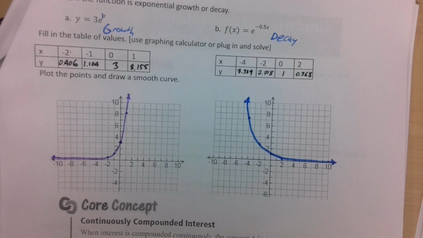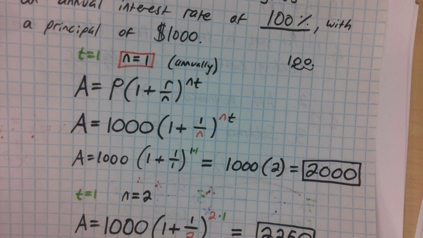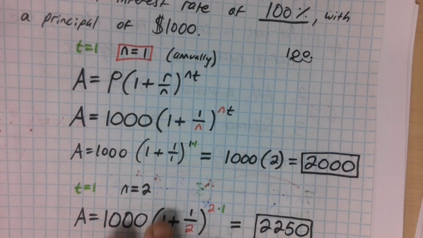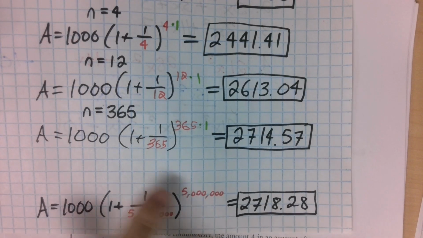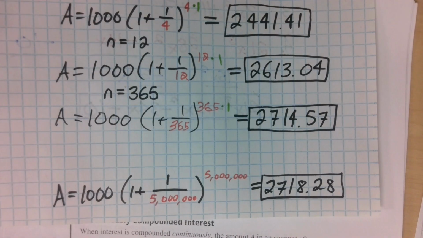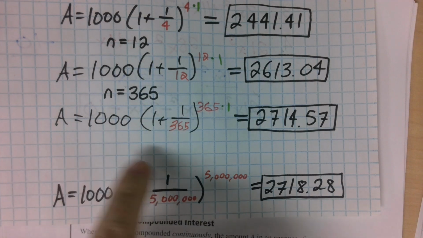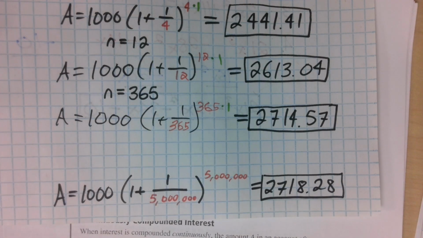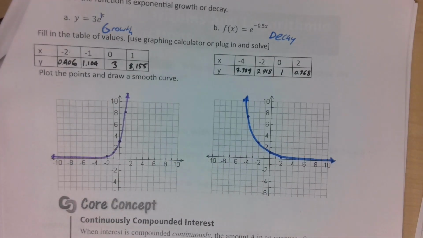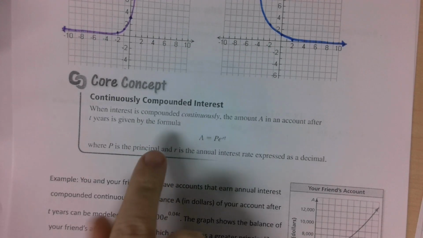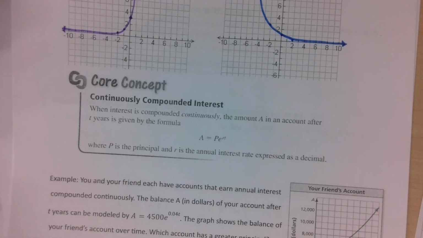Now for the real reason we're all here. Remember the situation I talked about at the start, where I mentioned that all of these numbers were approaching something. It was approaching E. Well, obviously, bankers aren't going to want to compound your interest 5 million times a year. That's so much extra work. So they devised a formula that just uses E. And this is the continuously compounded interest formula.